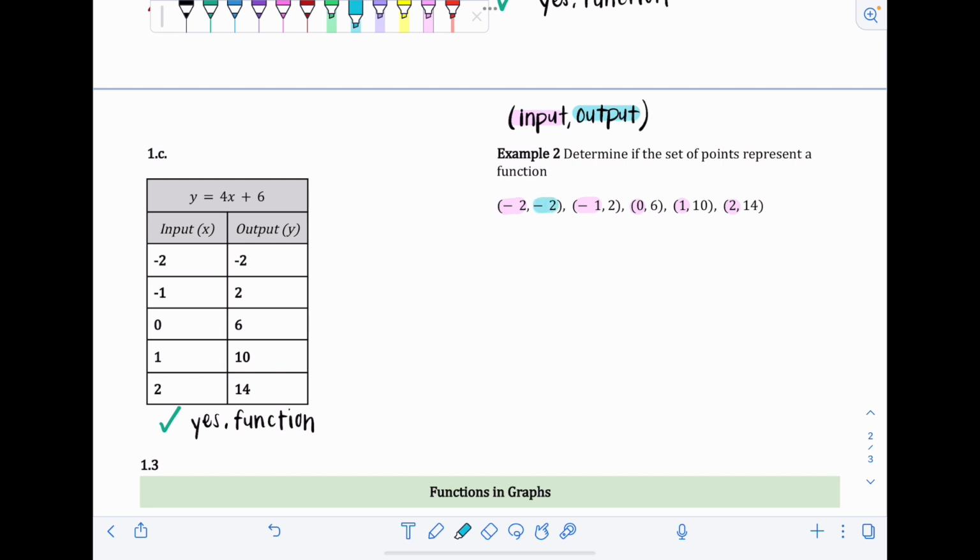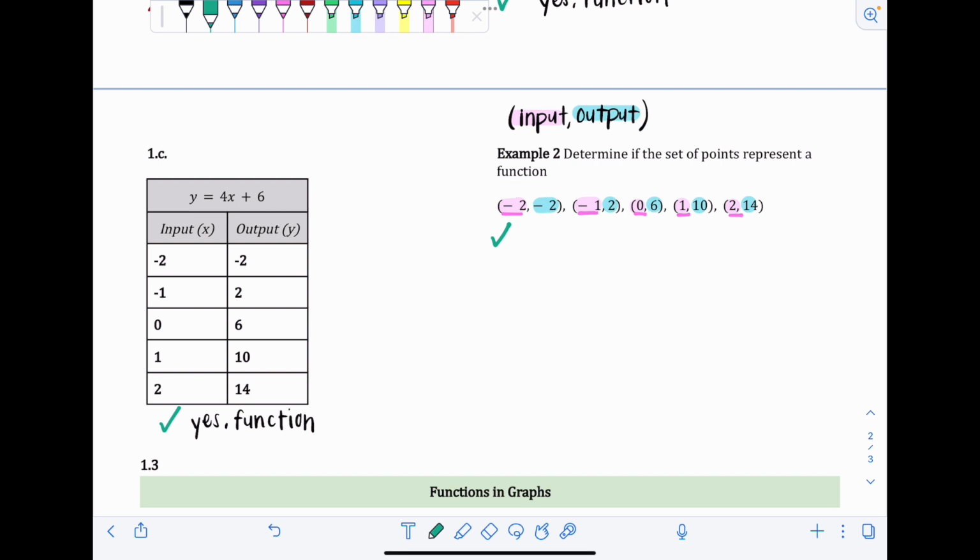So -2, 2, 6, 10, and 14. You can use the same trick here as we did with the table and see if you have any input numbers that are repeated. So -2, -1, 0, 1, and 2, and none of those are repeated. So the same thing works here. If they're not repeated, then each input must only have one output. So that would mean that yes, it's a function.